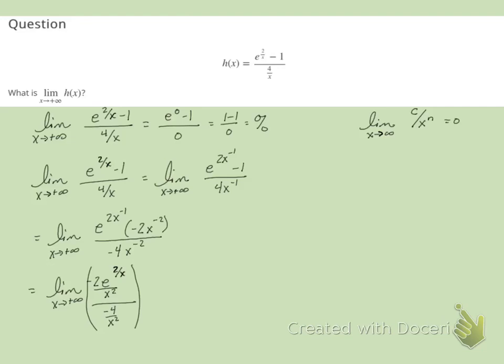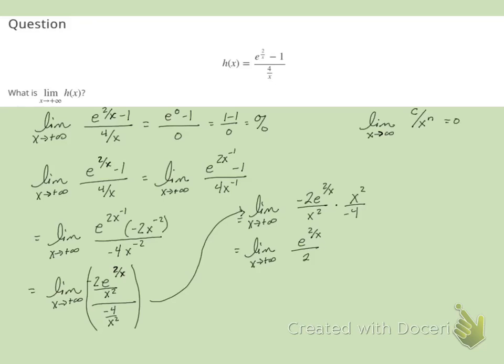Now, I can simplify this. So I'm going to bring this up kind of right over here. I've got complex fractions. So this is the same as negative 2e to the 2 over x over x squared times x squared over negative 4. Those x squareds are going to cancel. The negative 2 and the negative 4 can simplify, and I will have the limit as x goes to positive infinity of e to the 2 over x over 2.